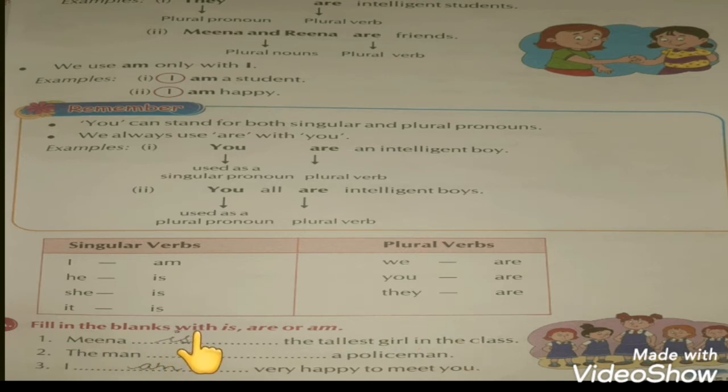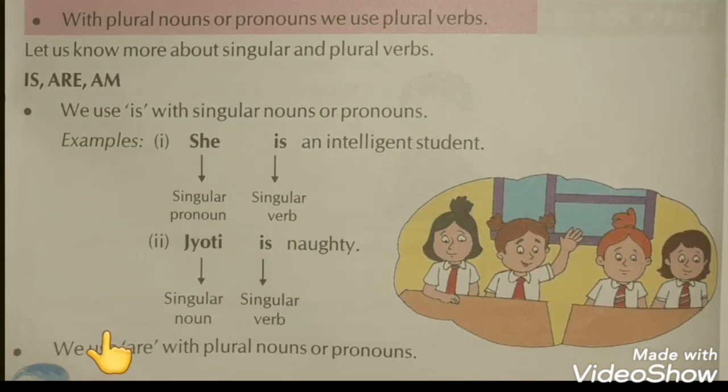Fill in the blanks with is, are, or am. Meena dash the tallest girl in the class. Here Meena is singular, so we use the singular verb, that is, is. The man dash a policeman. Here the man is singular, so we use is.